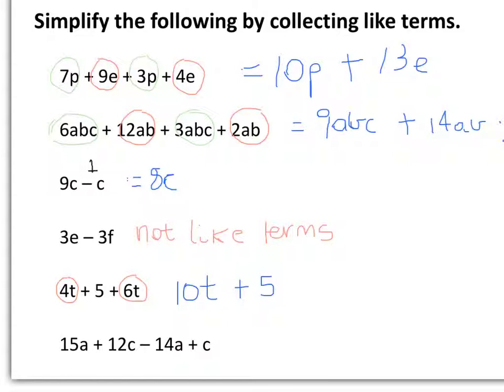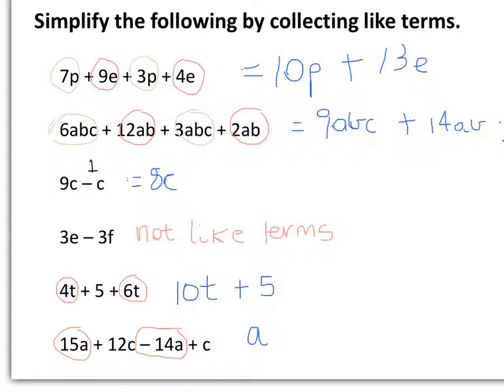And the last one, we've got 15a. Now this 14a has a subtraction sign in front of it, and the rule is that the sign in front has to stay together with the term that follows. So that one there is actually take away 14a, or you can think of it as negative 14a. So the way that we're going to simplify this one is 15a take away 14a. So our answer will be 1a, so really we just write a.